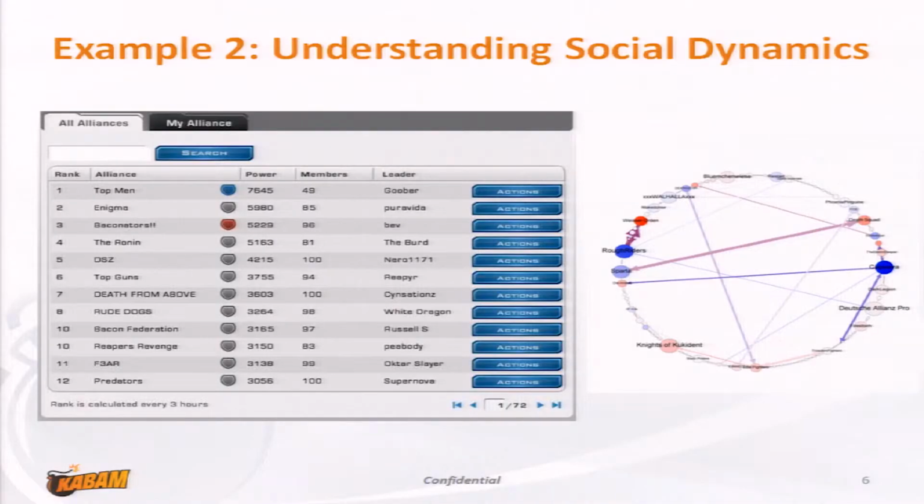And so we can transform this alliance information into a network graph where each node represents one alliance, and each edge between nodes is basically the intensity of that PvP, or battles, between the two alliances. The color of the node represents how skilled each alliance is at doing PvP. The blue color means that you're dishing out more damage than you're taking, and red is basically the opposite. And the size of each node is basically the number of members in the alliance.